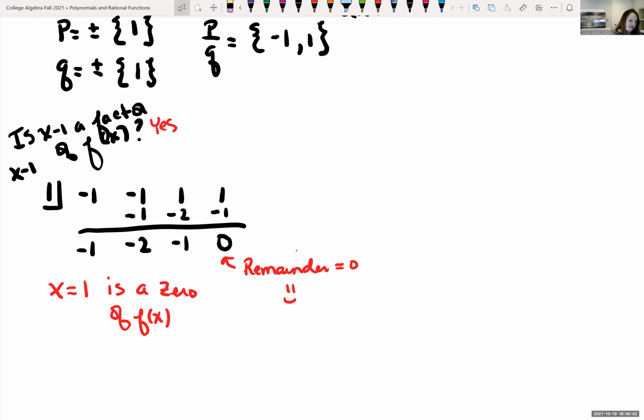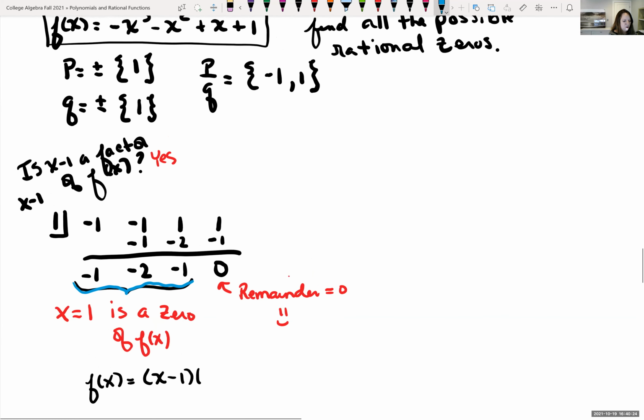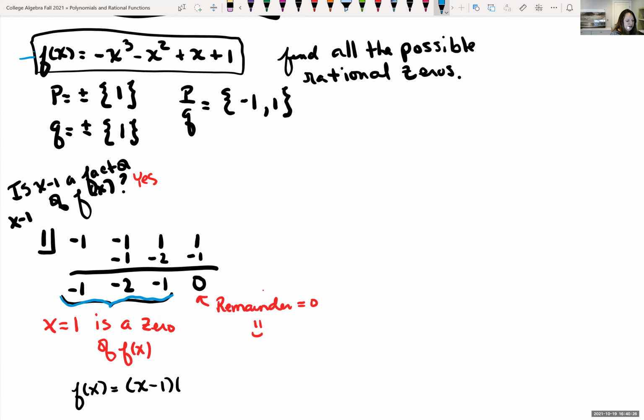So let's write what f of x is so far. f of x, we can break it down, is equal to x minus 1 times our quotient. And our quotient, those are our coefficients. We're starting one degree less than what our f of x value was. That's a cubic, so we're going to have a square. So we have -1 times x squared, so -x squared, minus 2 times x minus 1.